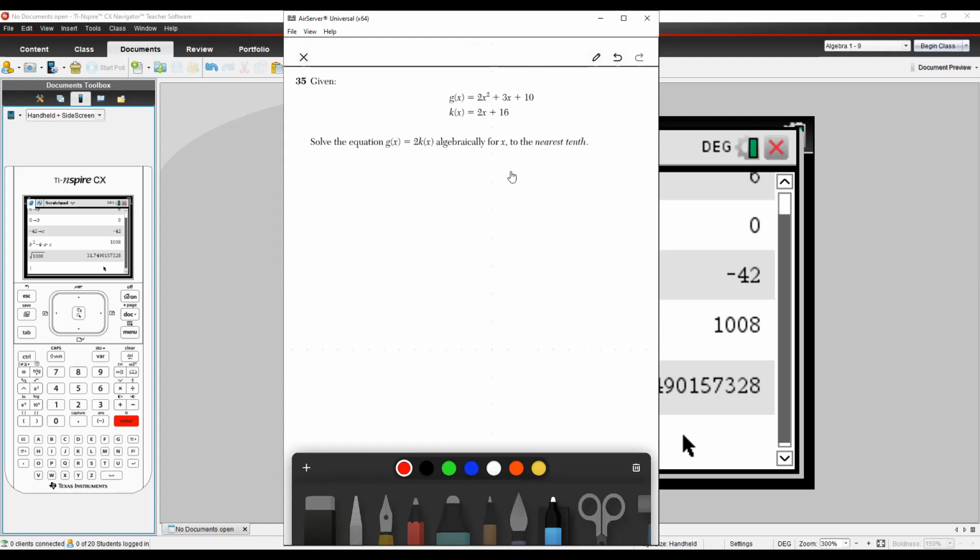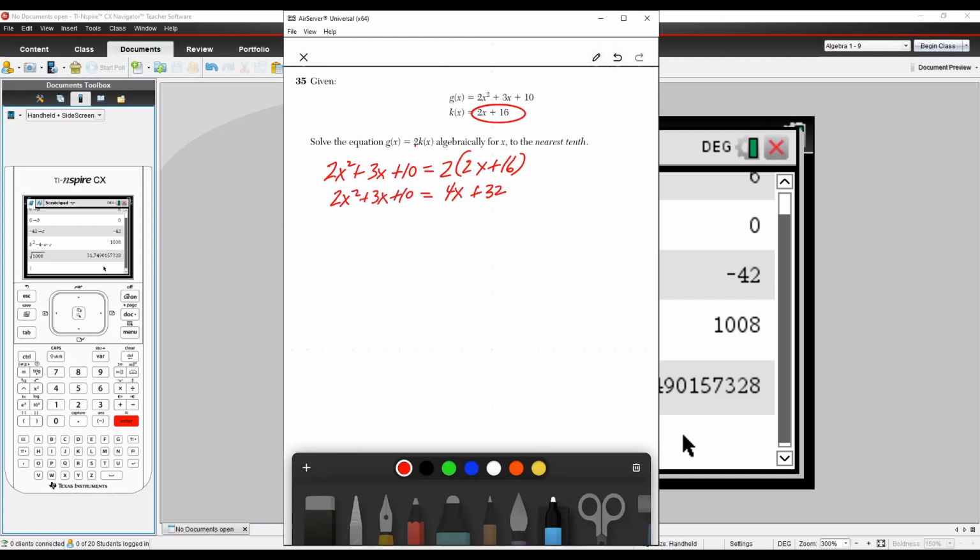We're going to actually set this up. We're going to do 2x squared plus 3x plus 10, and then 2 times k of x. So we're going to do 2 times the 2x plus 16, because that's what k of x is. And then we're going to distribute. So this is going to be 4x plus 32, and then we're going to have 2x squared plus 3x plus 10.